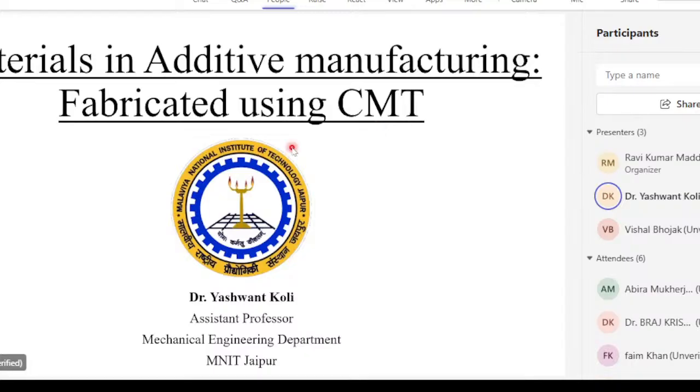Our talk is about wire arc additive manufacturing, which has already gained popularity for producing large components, near net shape metallic products, efficiently and cost effectively. As compared to laser and powder bed fusion, this process is very economical, and you can achieve a higher deposition rate as compared to laser and other processes.